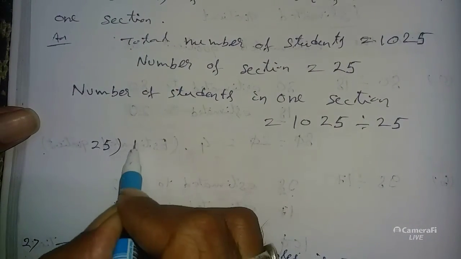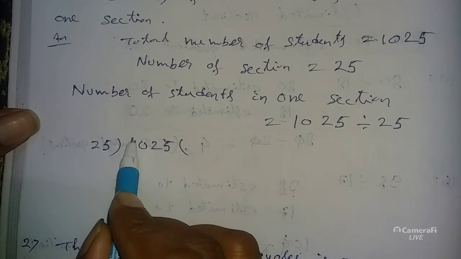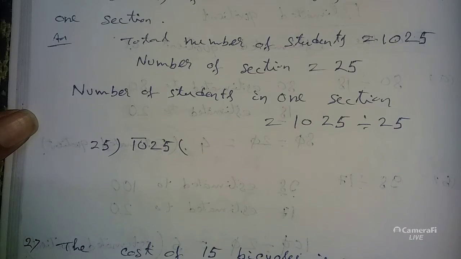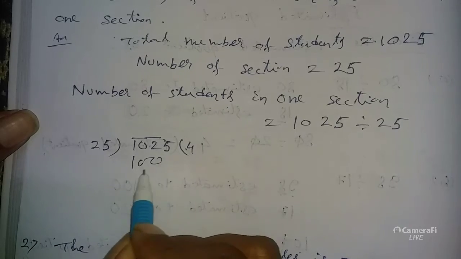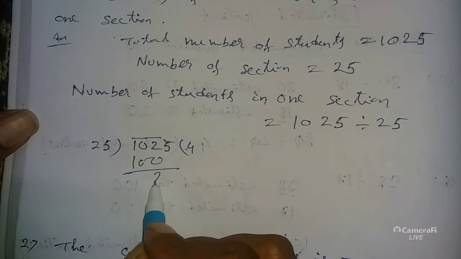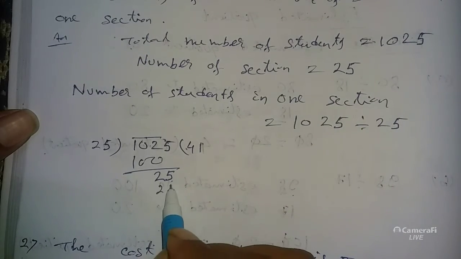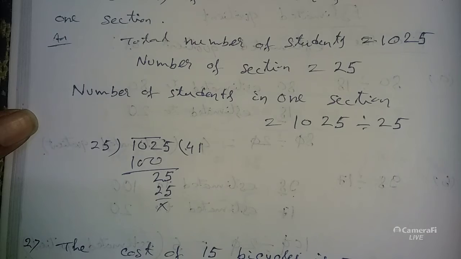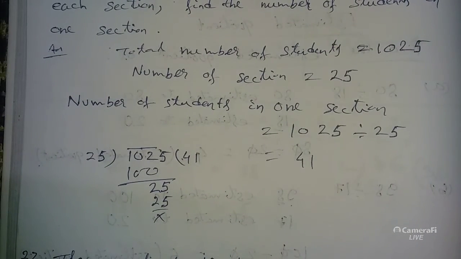By 25 we will divide 1025. Take 2 digits, not possible to divide, so take 3 digits, 102. 25 4s are 100, 25 5s are 125, so by 4, 100. Subtract, we get 2. Next take the digit 5, 25. 25 1s are 25. So the answer we get is 41. So this number of students are in each section.